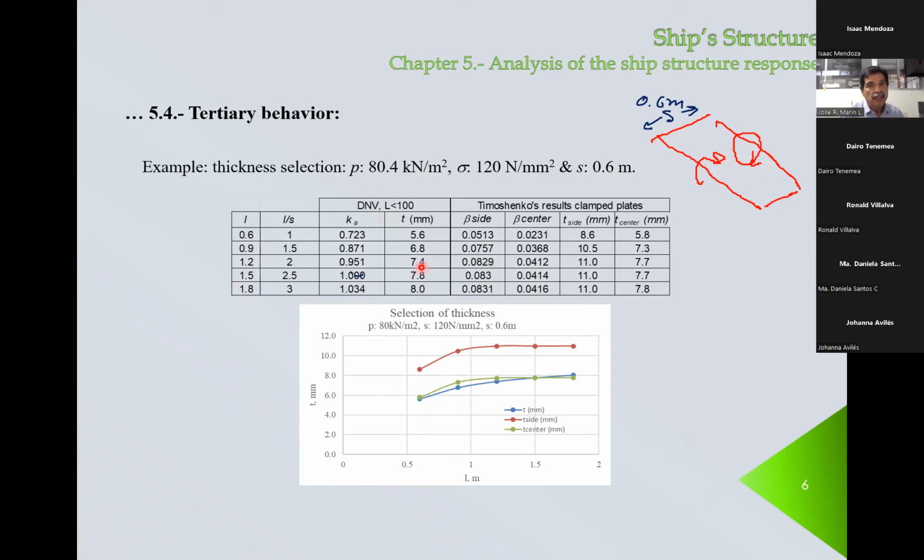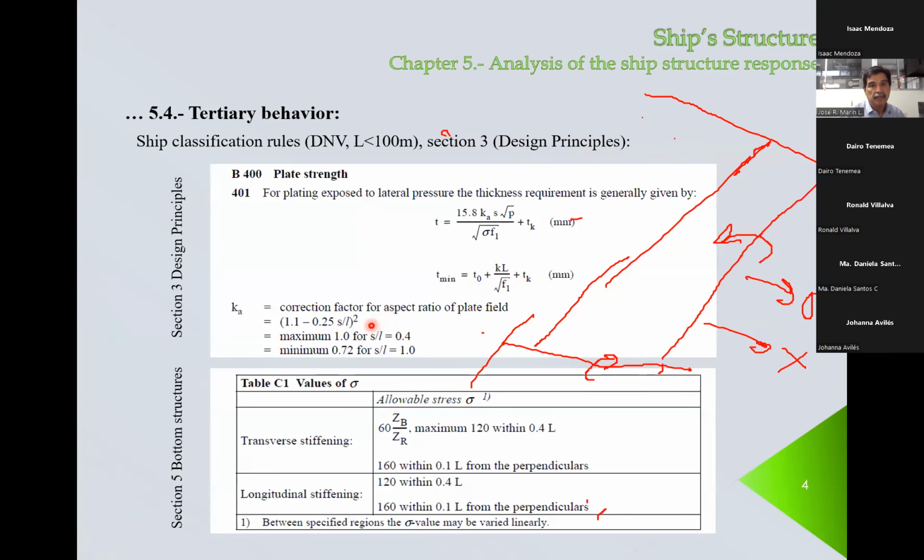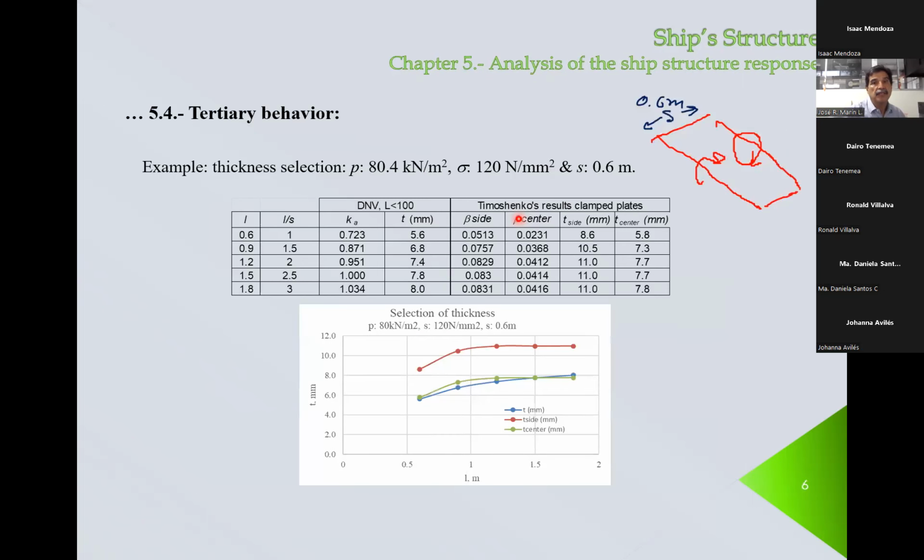Then I apply this formulation from DNV. This is what I'm applying. This is KA, which depends on S and L. And once I have KA, S is fixed, pressure is fixed, I can calculate the thickness. So this is the required thickness for the plating according to the aspect ratio of the plate. Of course, if in both directions we have a smaller spacing, we could reduce the thickness.